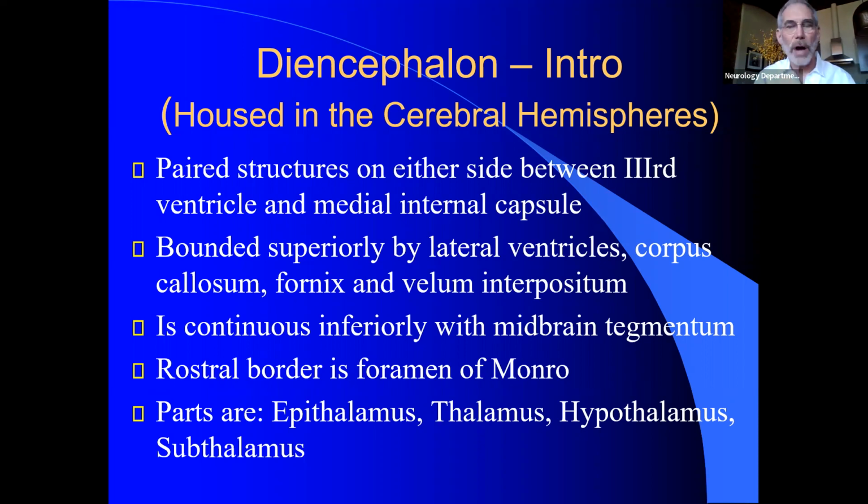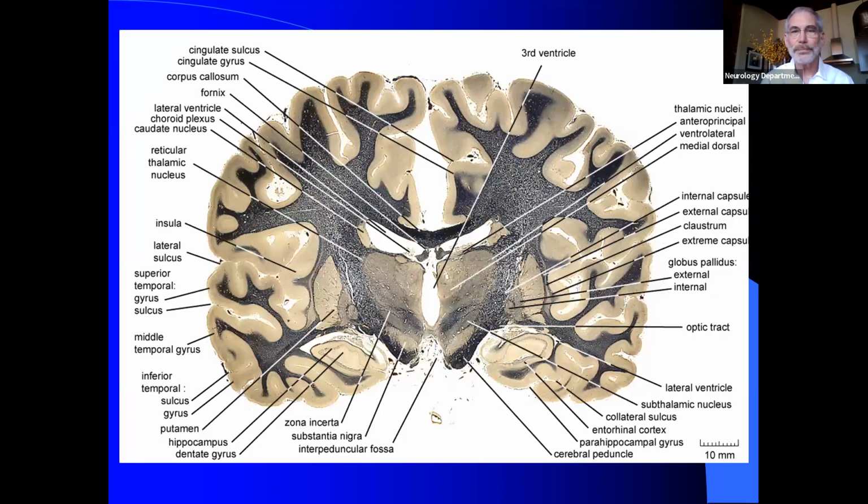When you look at the rostral border, it will be bounded by the lateral ventricles, the corpus callosum, the fornix, and the velum interpositum. The inferior border is going to run right into the tegmentum of the midbrain. The most rostral border will be the foramen of Monro. And we will look at the four divisions of the diencephalon: the epithalamus, the thalamus, the hypothalamus, and the subthalamus.